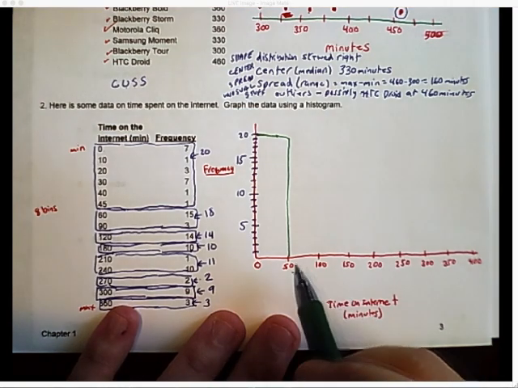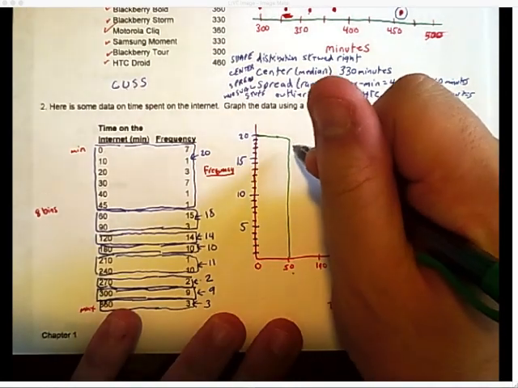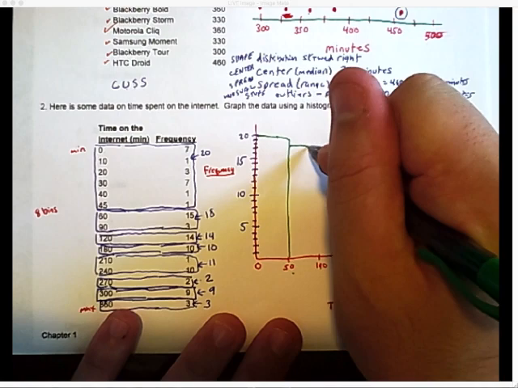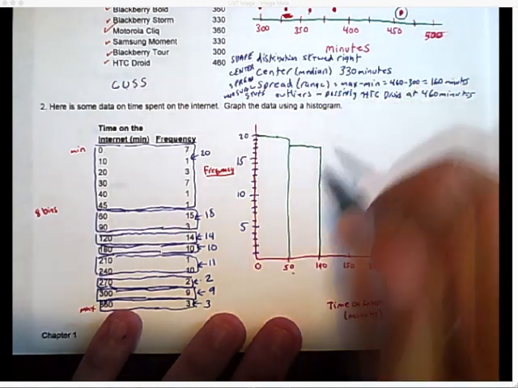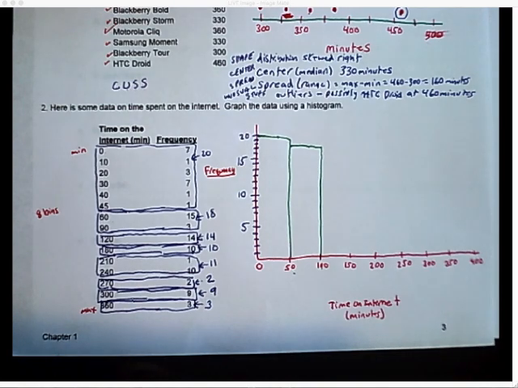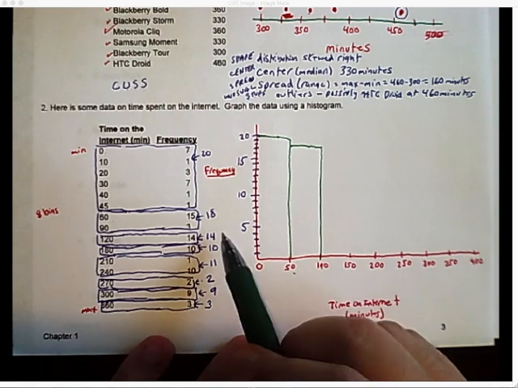How many people spend between 50 and 100 minutes? That's 18. Now on a histogram, the bars actually touch each other. Okay? In a bar graph, they do not. Okay. How many people spend between 100 and 150 minutes? That's 14.